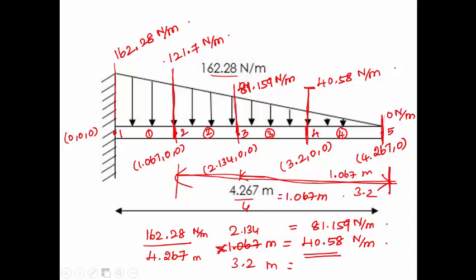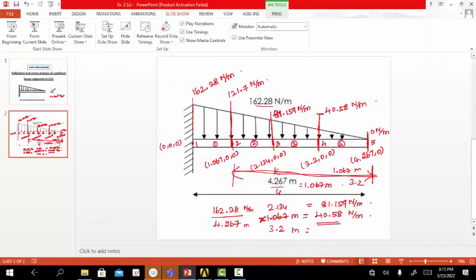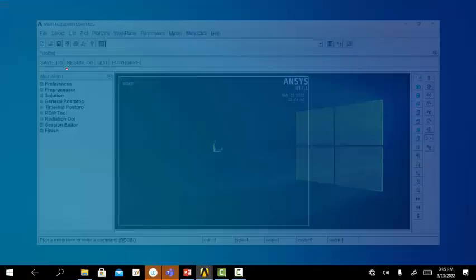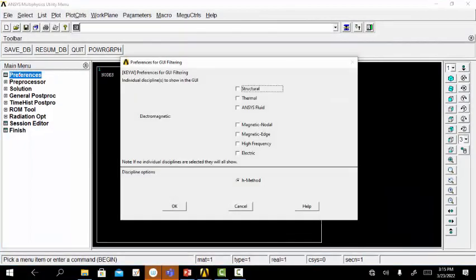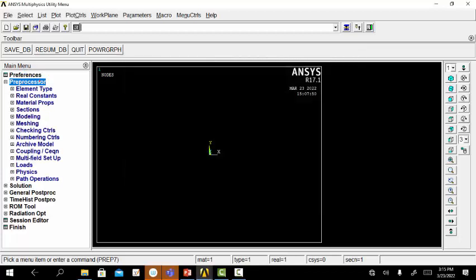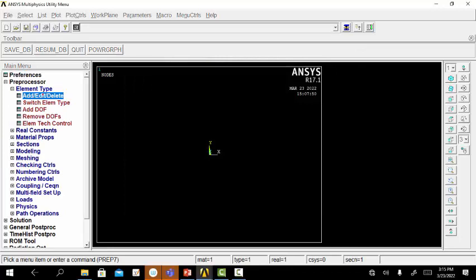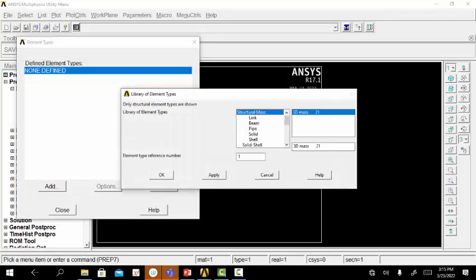Let us discuss the step-by-step procedure. So first we have to define the type of problem in the ANSYS APDL page. It is a structural problem. Then in the preprocessor, element type, we have to add the element. So here we are considering a beam problem. So Beam 2 node 188.